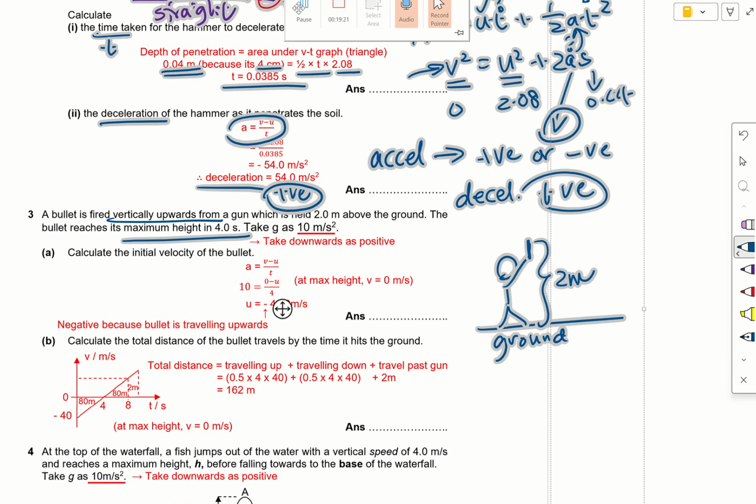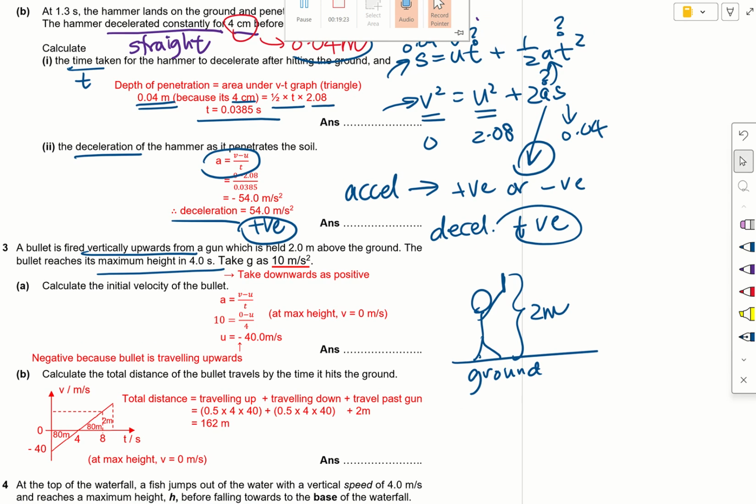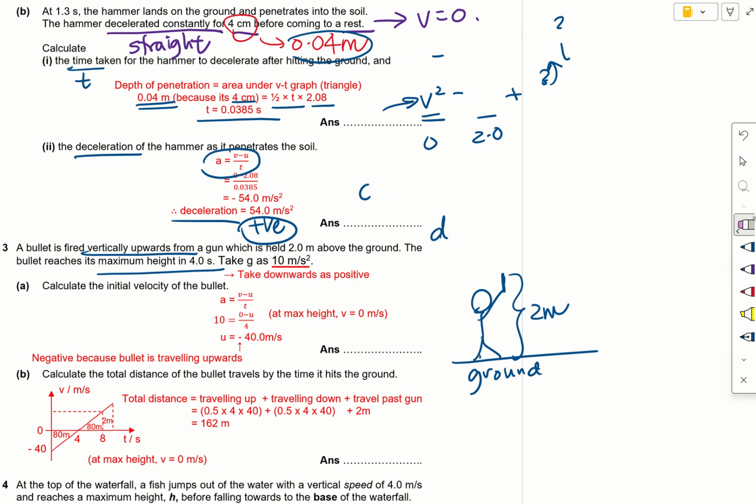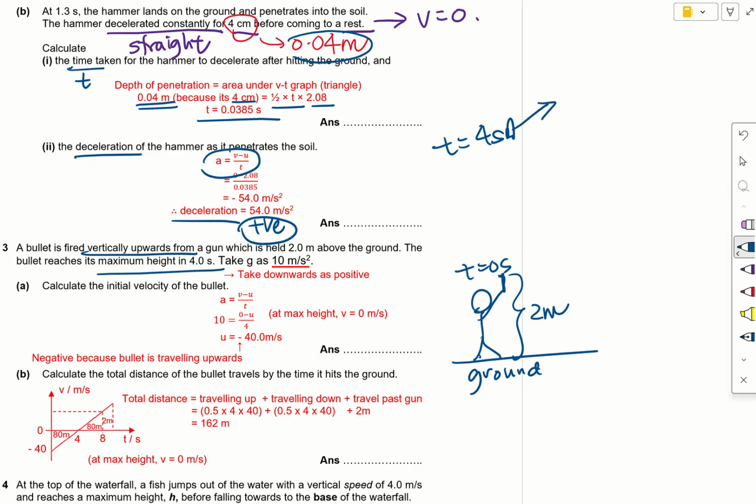It is fired vertically upwards, right? So it will go up and it will reach maximum height within 4 seconds. So at t equals 0 seconds, it is here. At t equals 4 seconds, the bullet is over here. When it has reached its maximum height, the velocity will be 0, right? Because if there's still velocity, why doesn't it continue to go up?